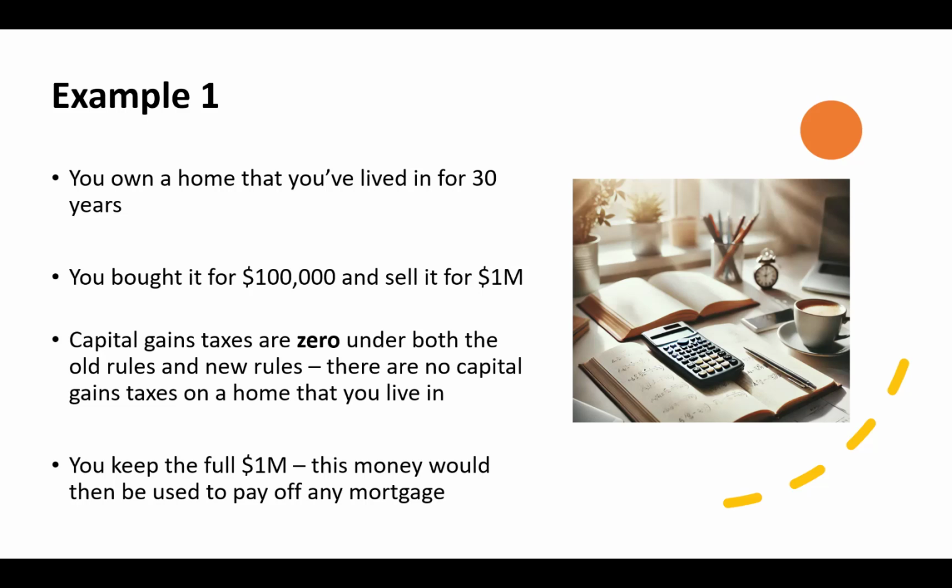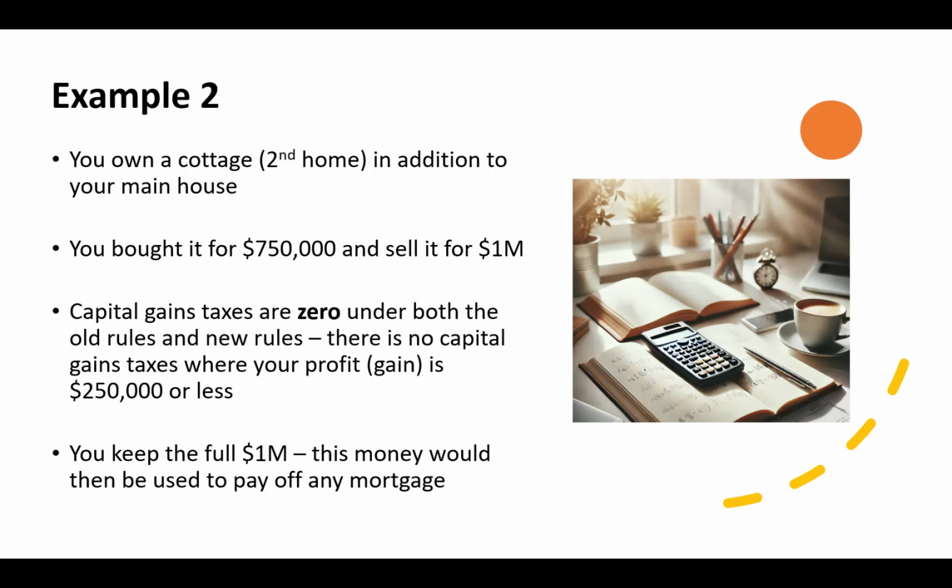You own a home that you've lived in for 30 years. You bought it for $100,000 and you sell it for $1 million. Capital gains taxes are zero under the old rules and the new rules because there are no capital gains taxes on a home that you live in that's your primary residence. In this situation, you keep the full $1 million that you sold it for. This money would then be used to pay off any mortgage that you have, so a reverse mortgage or any other mortgage, from the $1 million that you sold it for. Pretty clear. You own the home, you live in it, no capital gains tax. It doesn't matter how much you buy or sell it for.